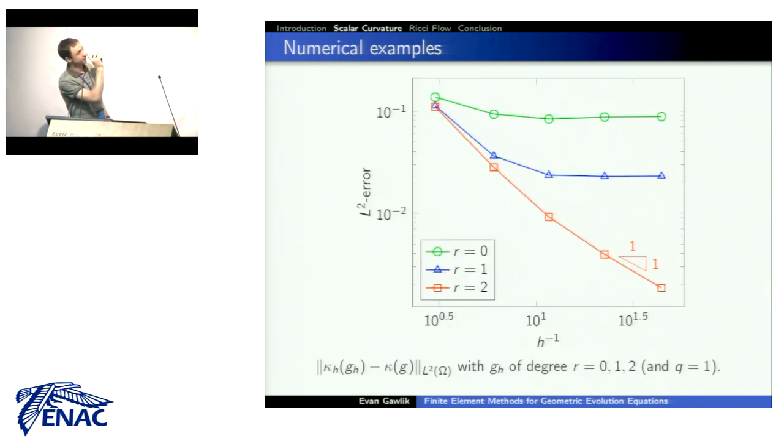So here are just some numerical examples. When you use degree 2 or greater, you get convergence in the L2 norm. Here, when R equals 2, you get first order convergence. No convergence when you use degree 0 or degree 1 finite elements.